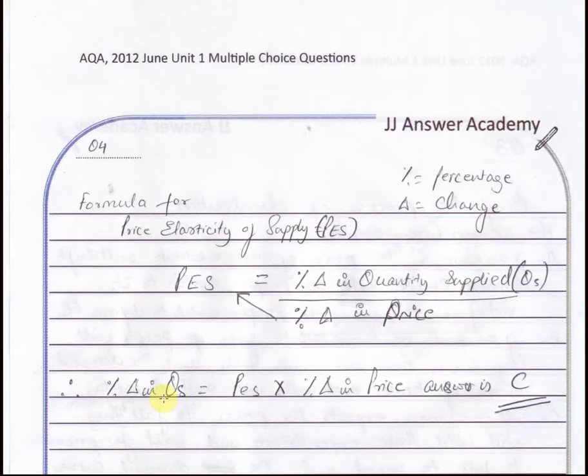So percentage change in quantity supplied, which is this, equals PES, which is price elasticity of supply, times percentage change in price. Why we are taking this up on the left hand side, which is a mathematical way of doing things, and hence the answer is C.